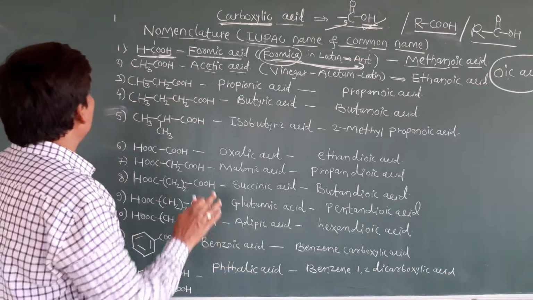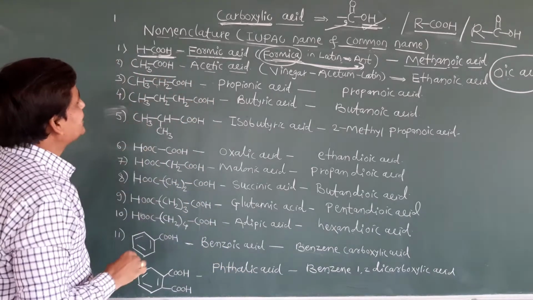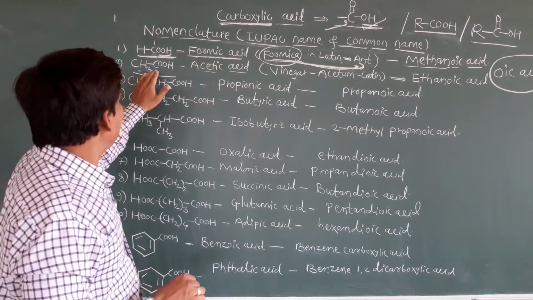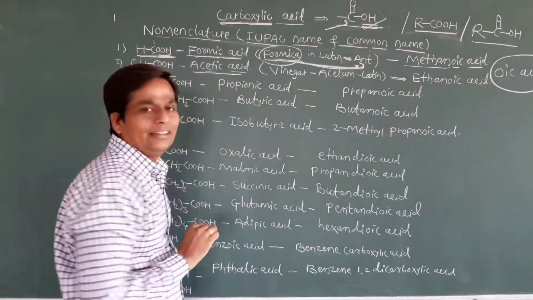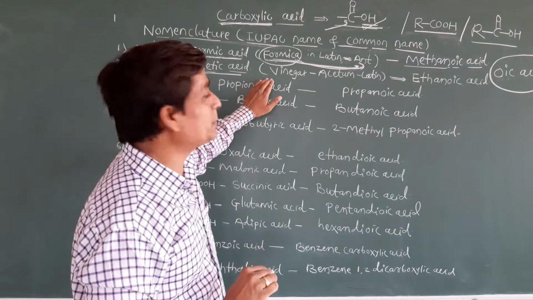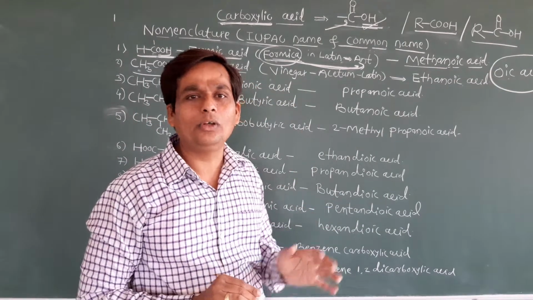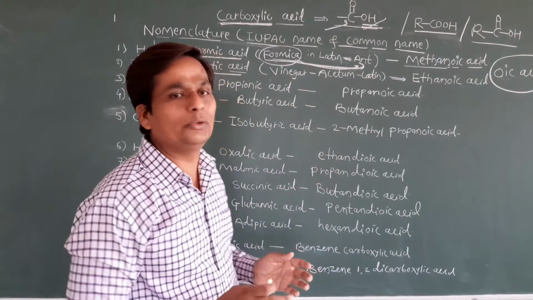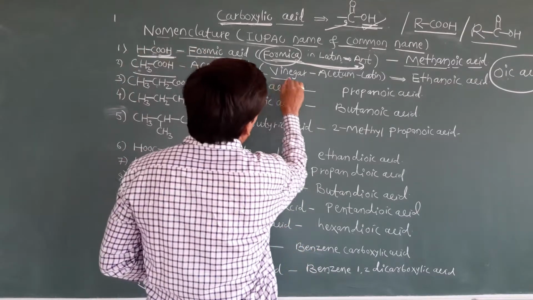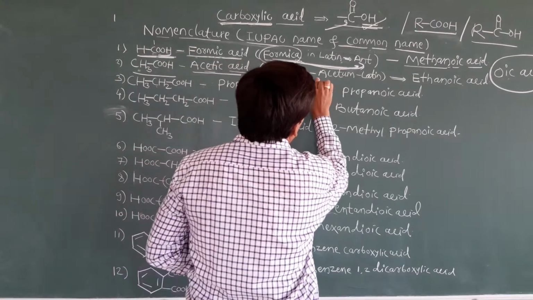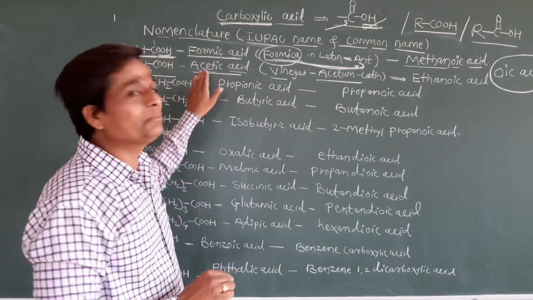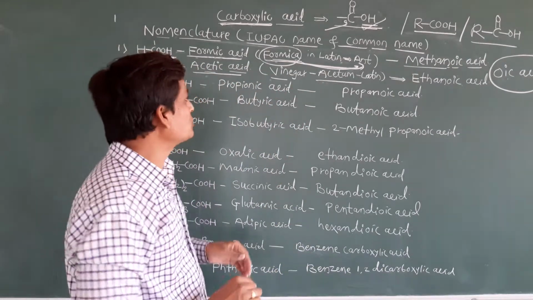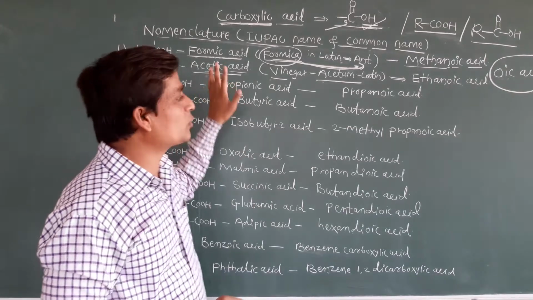See another example here. I have given acetic acid, CH3COOH. This is a common name, acetic acid. Where is it present? It is present in vinegar. You know, at home also you can use vinegar. Actually this vinegar, it is a Latin word, it is actually acetum. From that acetum comes the acetic acid. Now clear students? So acetic acid is a common name.